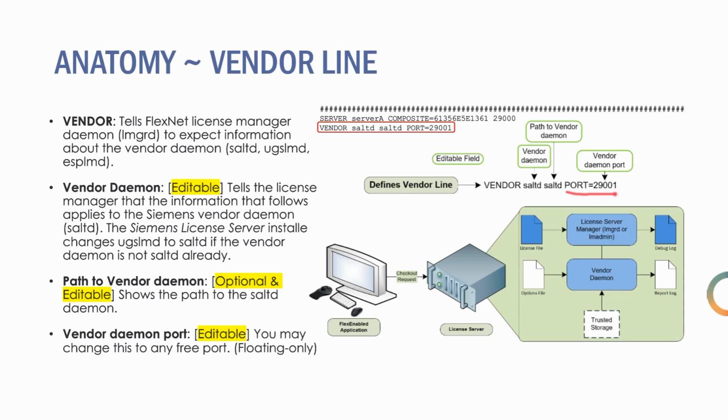And then there's another port here, and this is the return port for the vendor daemon port. This is another good one to have. And again, any free port that's on your network can be identified for this.